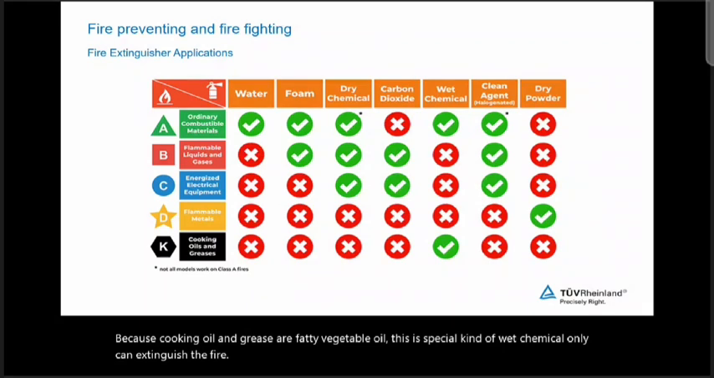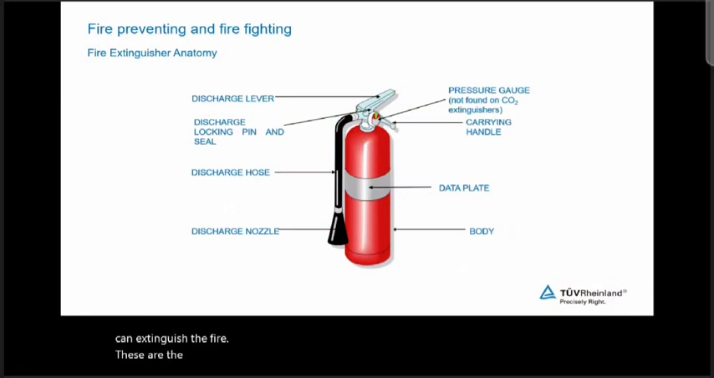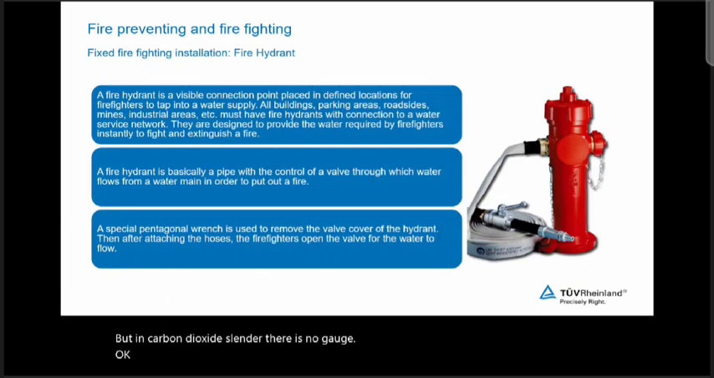Okay, sir, clear. These are the anatomy: handle, nozzle, gauge. But in a carbon dioxide cylinder there is no gauge. Okay, pressure gauge not available.